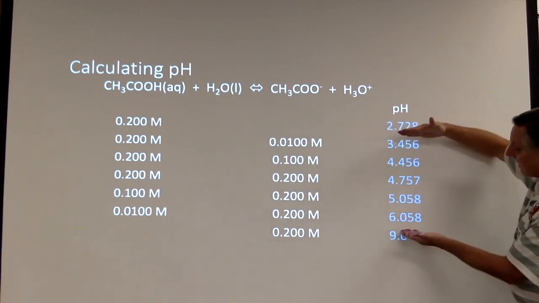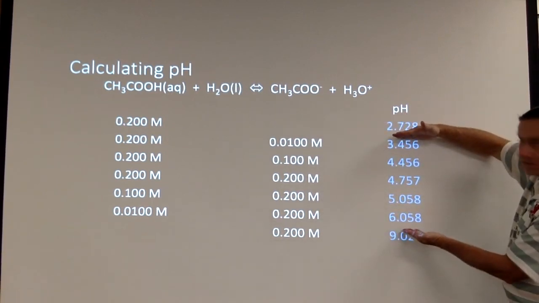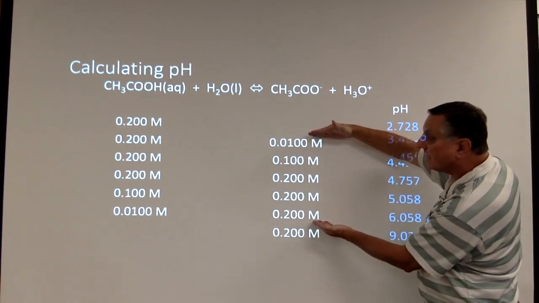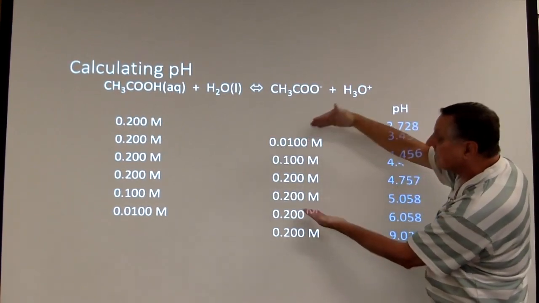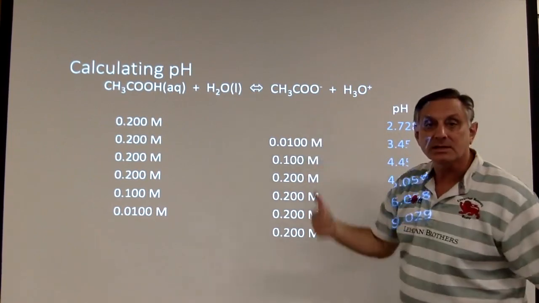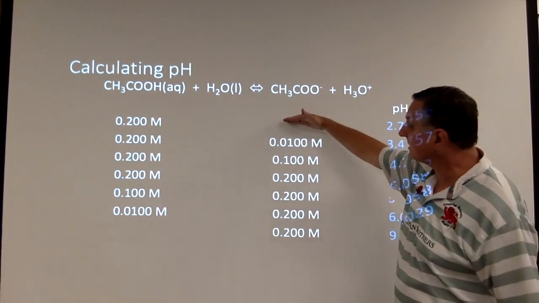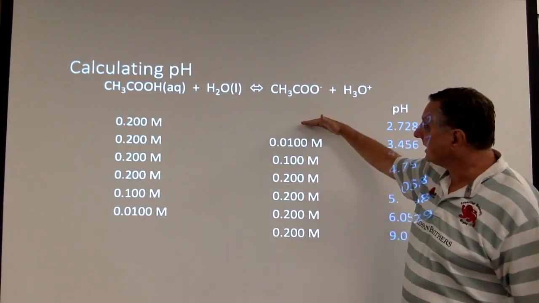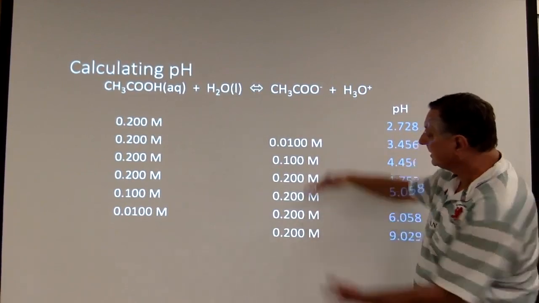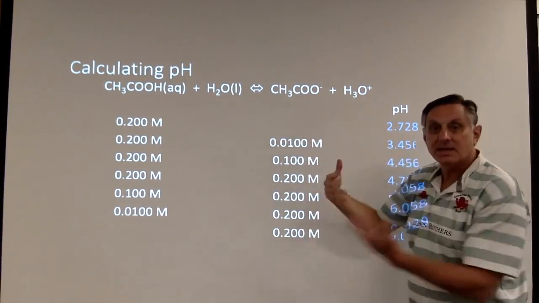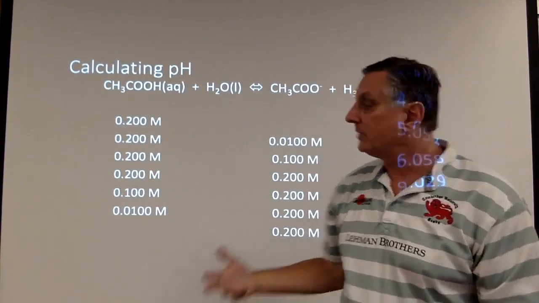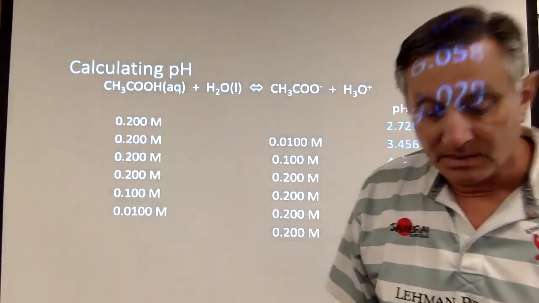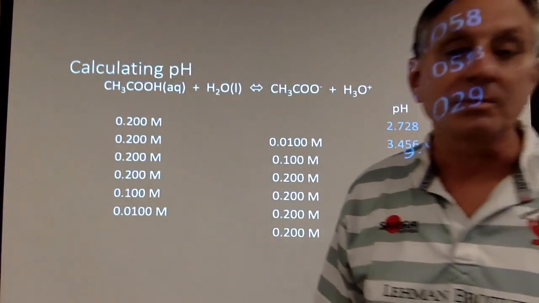Remember that only these 5 solutions are buffers. These 5 solutions are the only ones where we have both the acid and the conjugate base together in solution. This is weak acid only. This is conjugate base only. Acetic acid, acetate ion. These 5 solutions have some of both. When we have some of both, we use the Henderson-Hasselbalch equation. You don't have to memorize it, but you probably will.